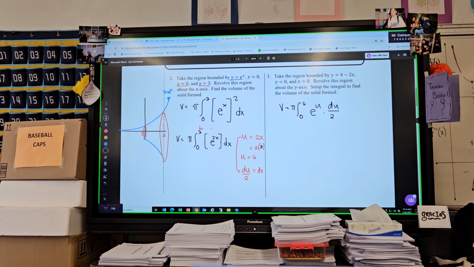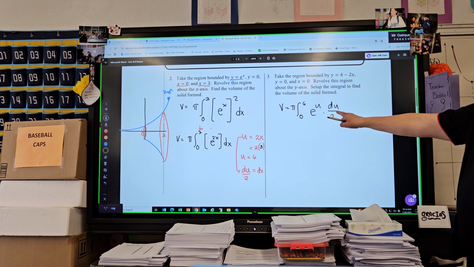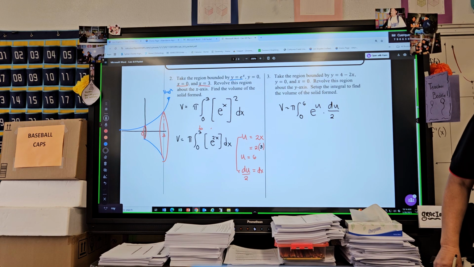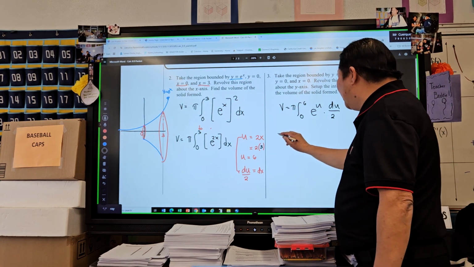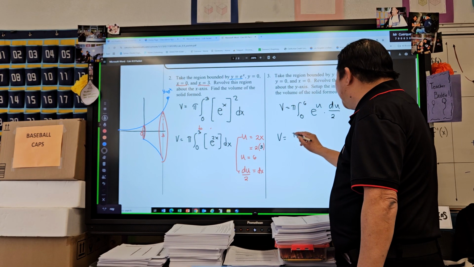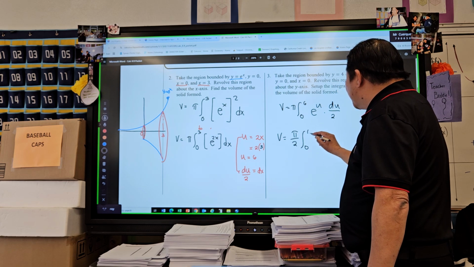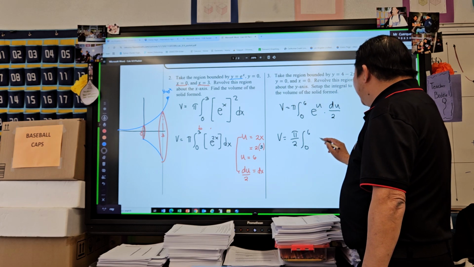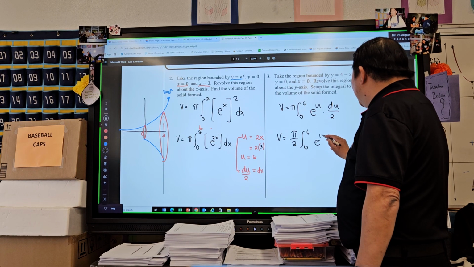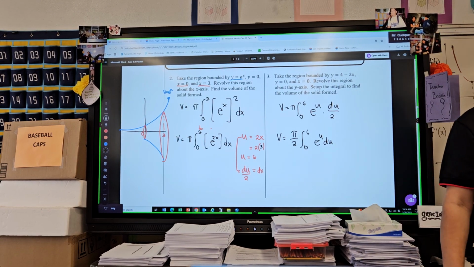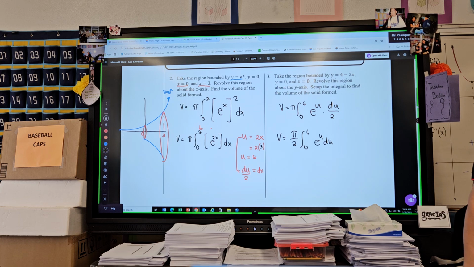So that was u, u equals 2x. So what happens to this 2? It goes in front. Pi over 2. So volume now is equal to pi over 2, the integral from 0 to 6, and then e to the u du. And then you can now take the antiderivative. Okay? So can you do it now?